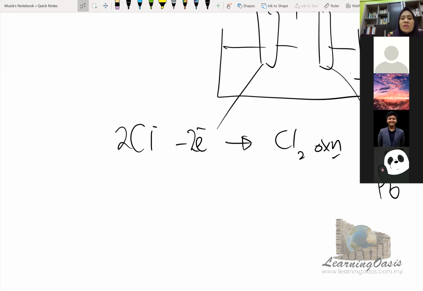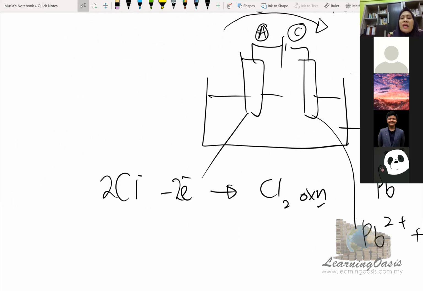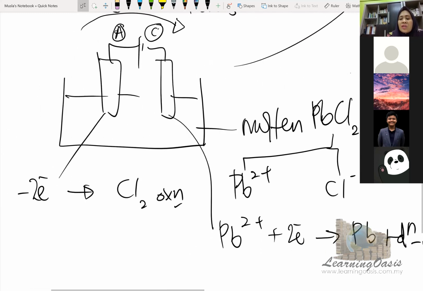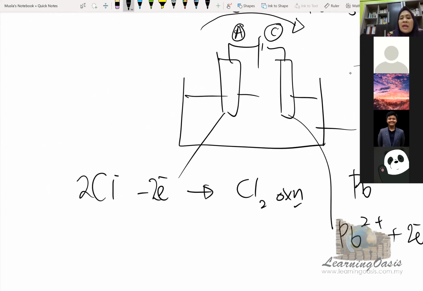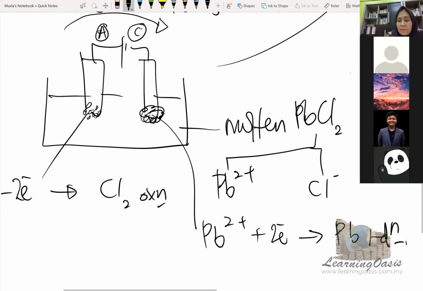So at the anode you have losing of electrons. At the anode you have oxidation. At the cathode you have reduction. What's your observation? At the anode you see a greenish, yellowish green gas. At the cathode you have what? Gray deposit of lead. Right.